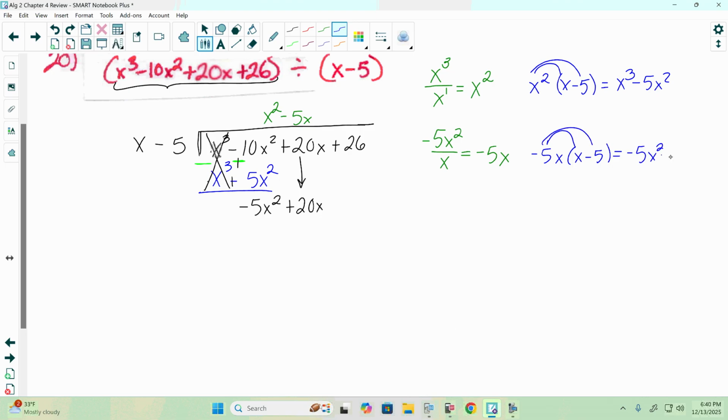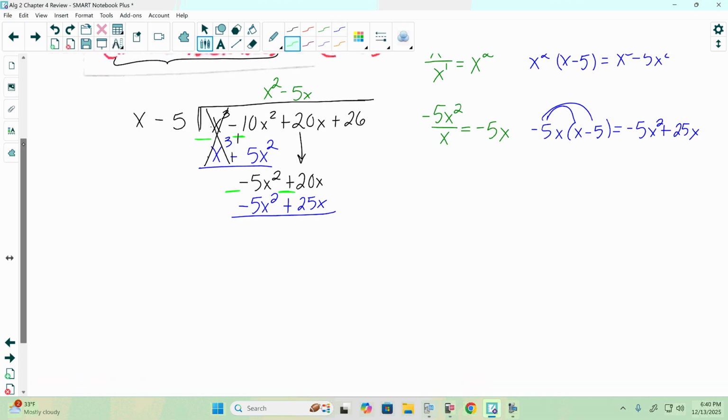Negative 5x times x is going to be negative 5x squared. Negative 5x times negative 5, the negative and negative make a positive. 5 times 5 is 25. We still have our x, telling us that we have negative 5x squared plus 25x. And again, once we get this set up, we're going to subtract. Negative 5x squared minus negative 5x squared. Well, the negative and negative will make a plus, telling me I have negative 5x squared plus 5x squared. Negative 5 plus 5 is indeed 0. They cancel out. 20x minus 25x, 20 minus 25 is going to be negative 5x.